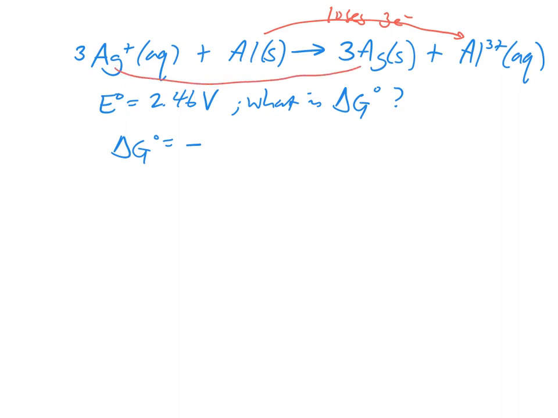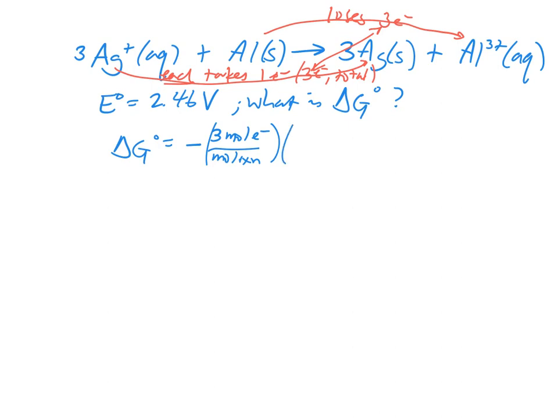Each silver takes 1, but there are 3 of them, so 3 total. Well, it's not 6, it's the same 3 electrons. These 3 electrons that are gained and lost are the same 3, so we have 3 electrons being gained and lost. So we have 3 moles of electrons per mole of reaction.